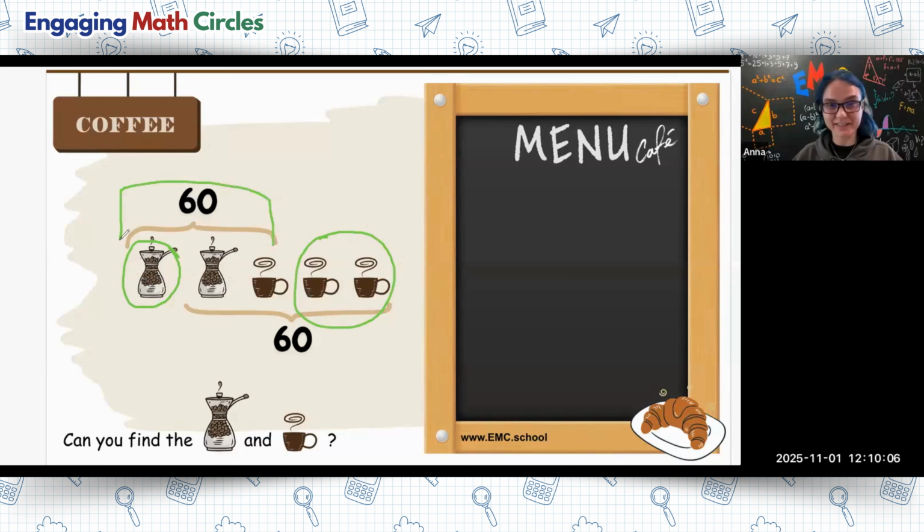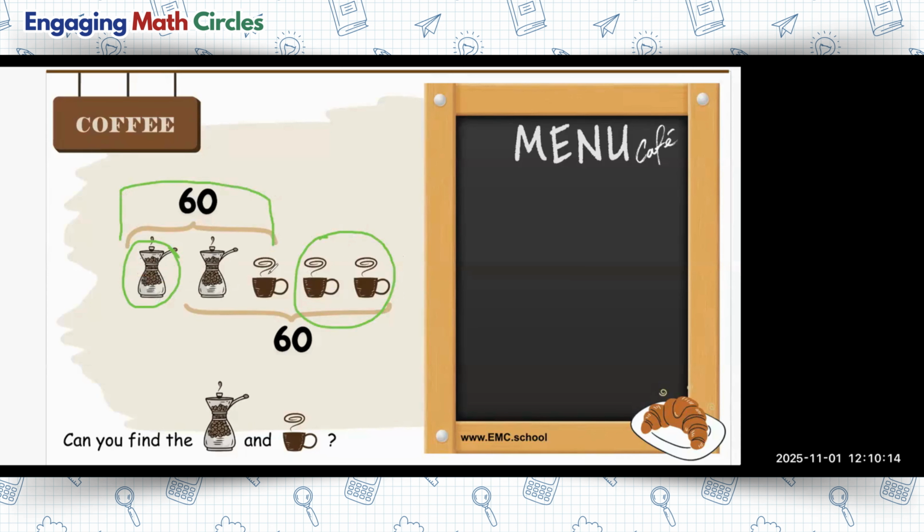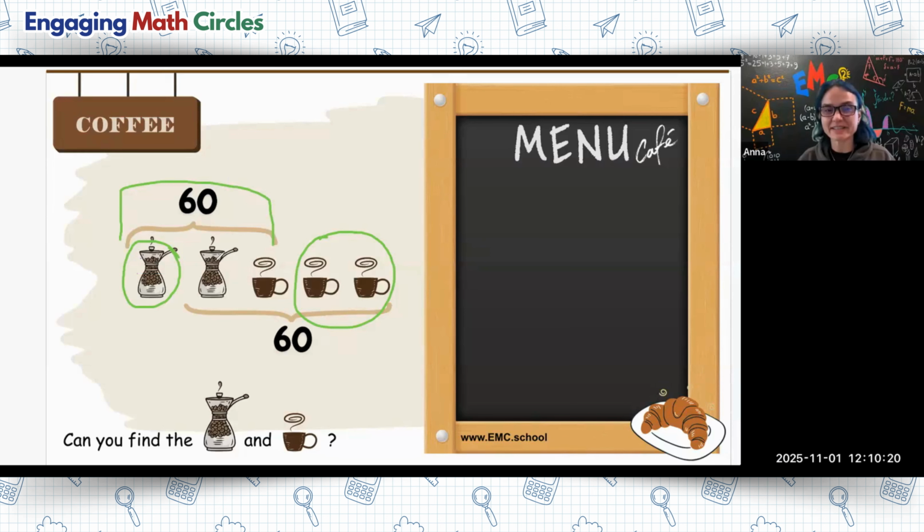I didn't see it in this way. I was going to solve it with equations. So I see 60, and this 60 includes two big ones. I found this out with equations, and then I'm like, oh wait, why didn't I do it this way? It's much easier. Do you guys see that I can just replace these two cups with this big coffee maker? And then I get 60 again, like in this picture, right?